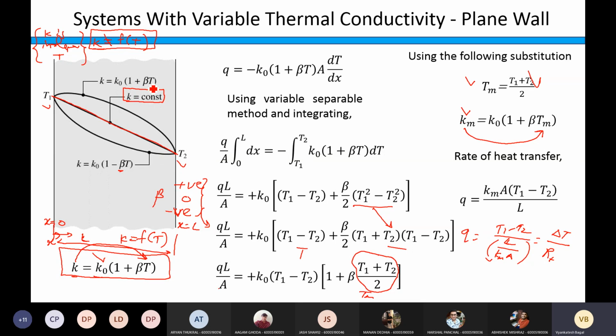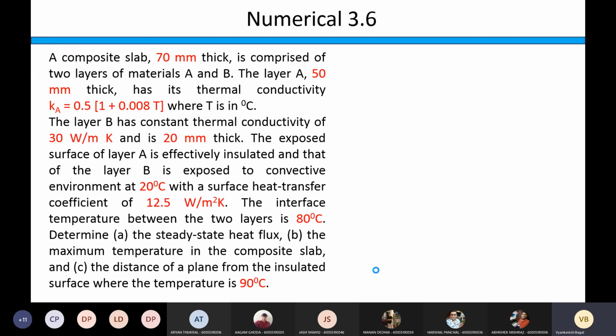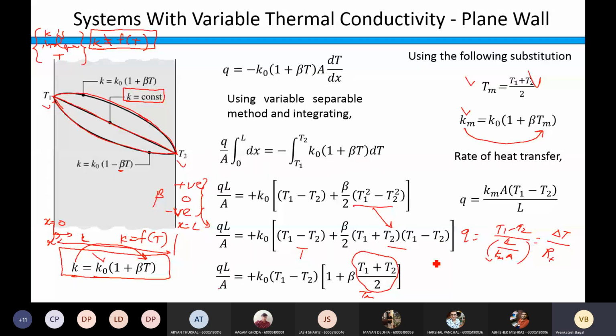And when beta is positive, you will get this kind of distribution. So what do you call this as? Concave or convex? This one? Sir, convex. Convex. Is it convex or concave? And if beta is negative, you will get this kind of distribution, right? That's all about the system with variable thermal conductivity for plane wall. So remember, when you are solving the problem of variable thermal conductivity, you have to use this variable separable method, and treat K as a variable with respect to temperature T.